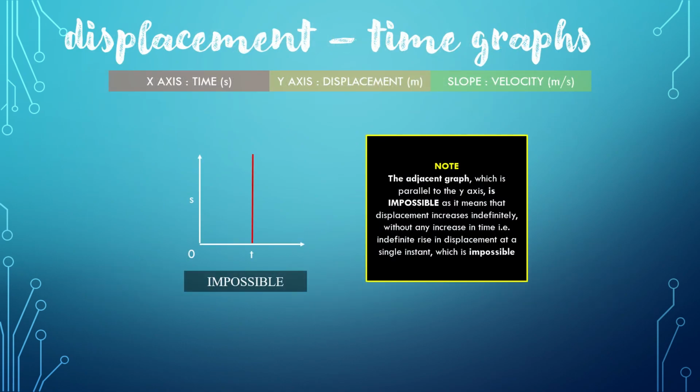Likewise, next we have the displacement time graph. Now here, if you see the adjacent graph, which is parallel to the y-axis, it is impossible. Now what do you mean by that? It means that displacement increases indefinitely without any increase in time. That is an indefinite rise in displacement at a single instant, and that is impossible. So please remember this, pause the video, go through these lines again, and I'm sure that will be helpful to you.